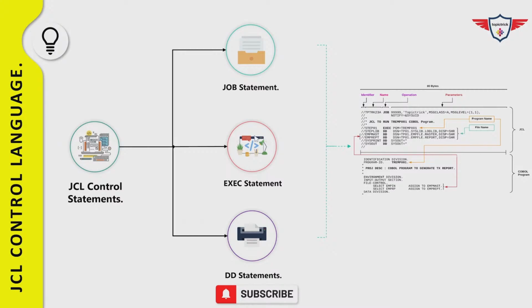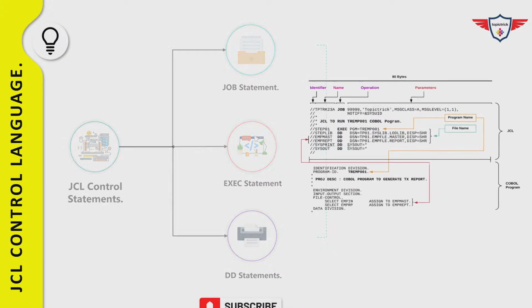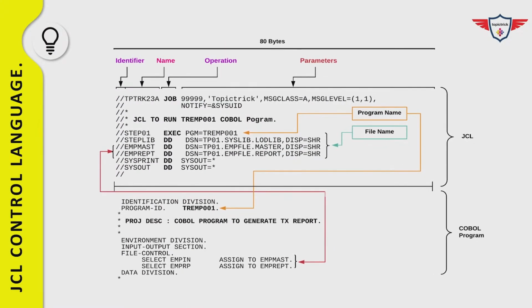If you look at the right hand side of your screen, you have an example, and this example illustrates how exactly the job control statements are linked to the COBOL program name or the file names. So if you look at this example, on the top section you have a sample JCL that will execute the program TREMP001. And at the bottom section is a small snippet picked up from the COBOL program.